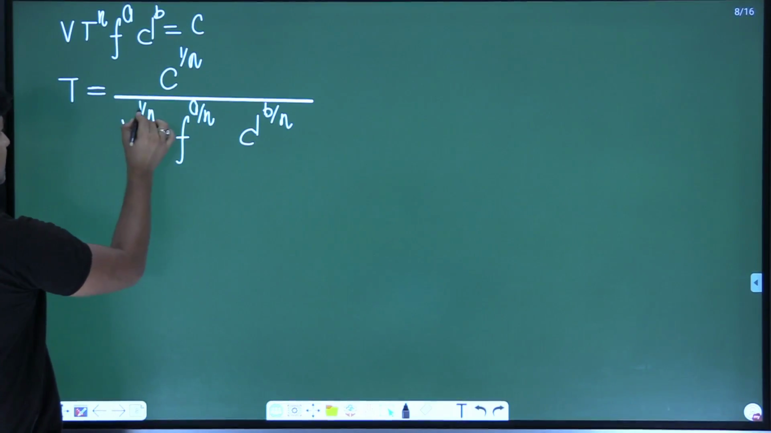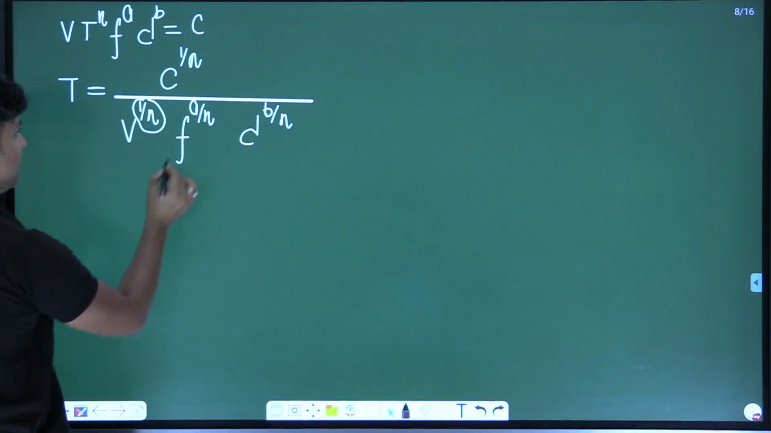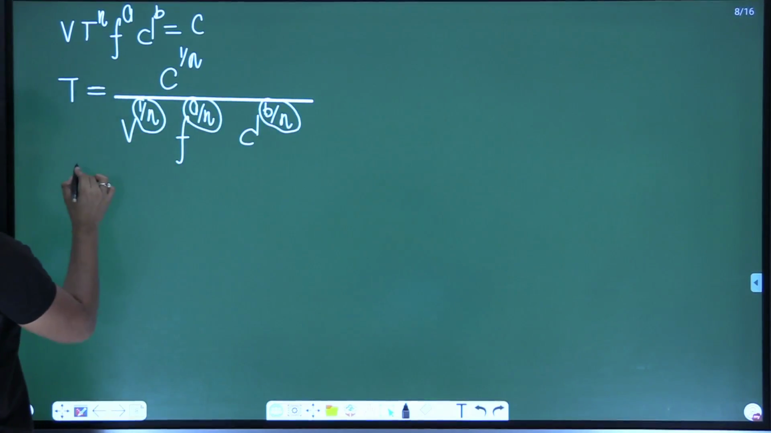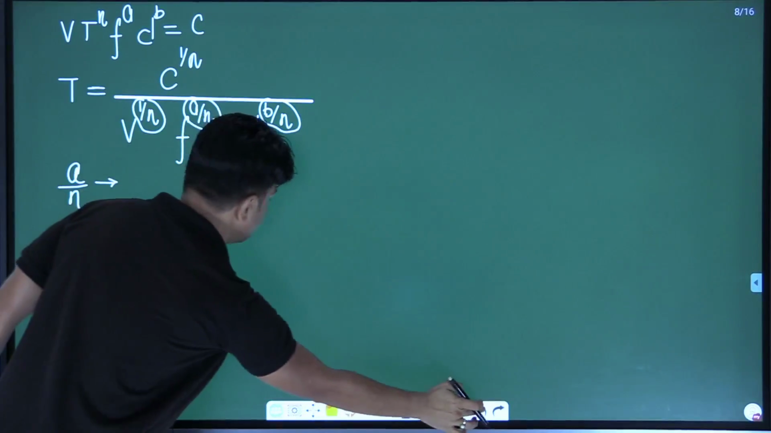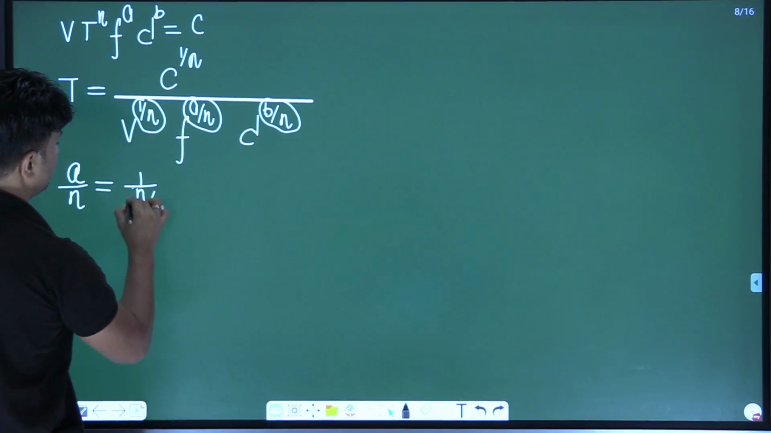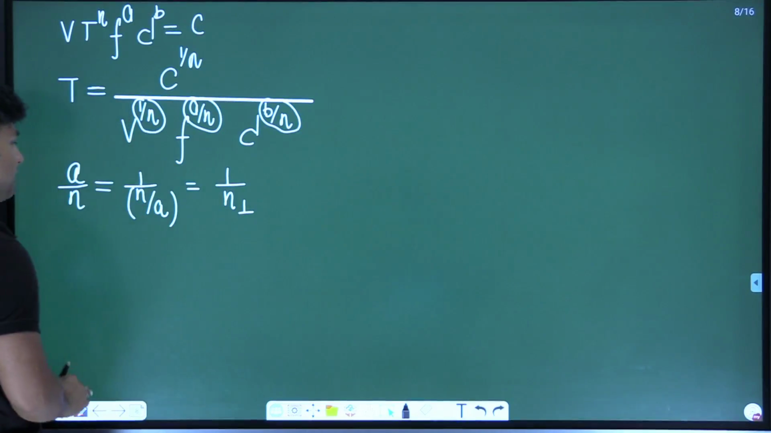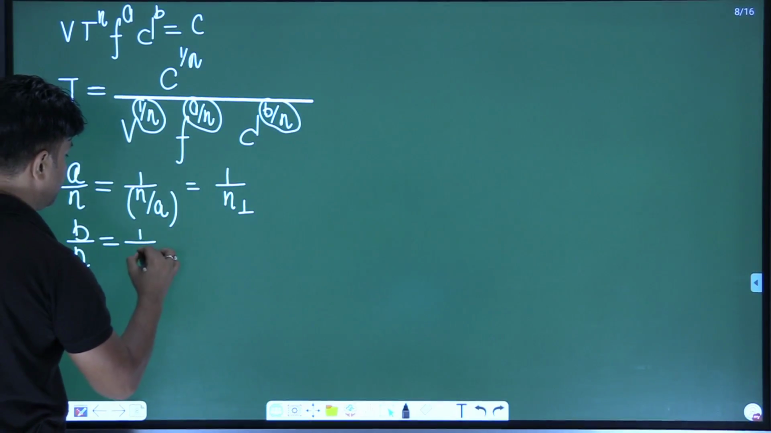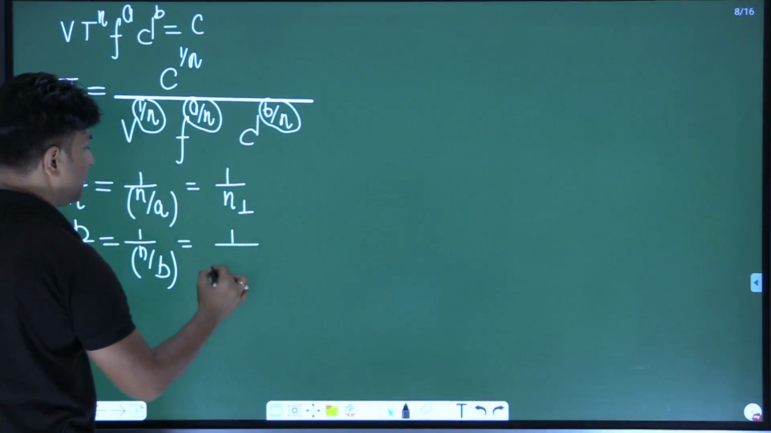Here, see the power of the velocity is 1 by n. Now, I am converting these powers into the same format. Here A by n is there. Instead of A by n, I can write 1 divided by n by A. Instead of that, n by A is another constant, let's say n1. Now, B by n, you can write 1 divided by n by B, where n by B is n2.